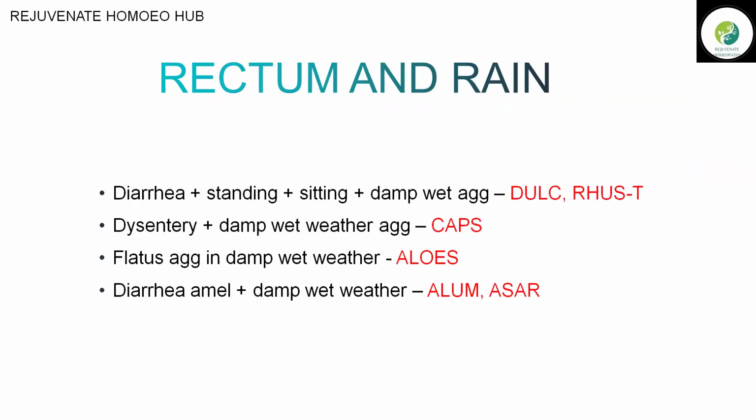Coming to rectum and rain. Diarrhea while standing, sitting in damp wet aggravation: Dulcamara and Rhus tox. Dysentery with weather aggravation, only remedy Capsicum, with a lot of burning, you can see. Flatus aggravation in damp wet weather: Aloes. Diarrhea ameliorated in wet damp weather: Alumina and Asarum.